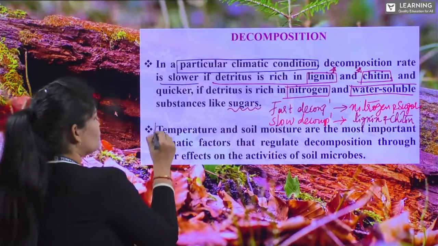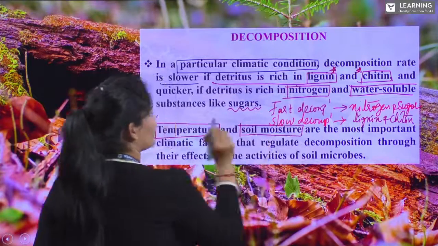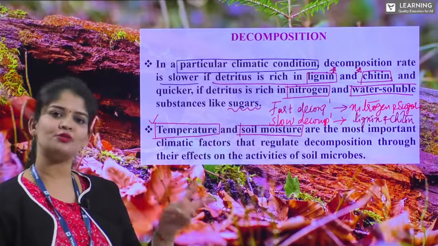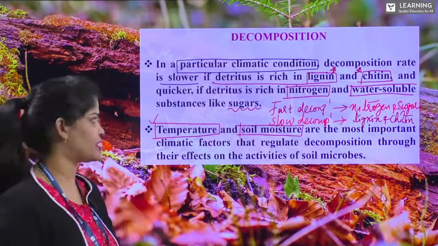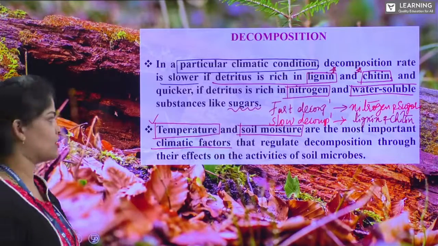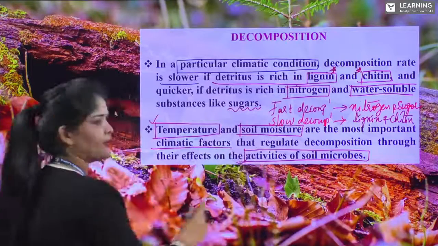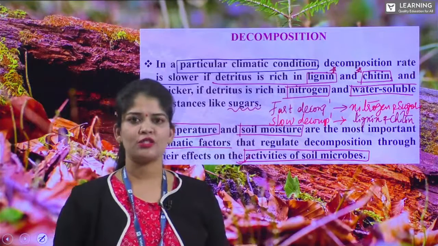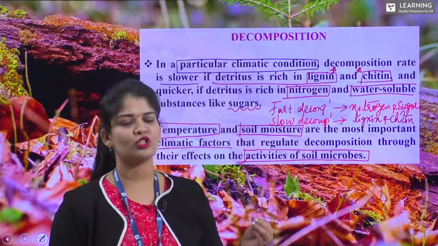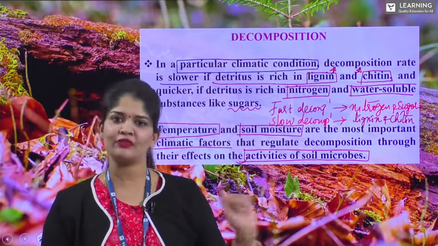Now, moving on to climatic factors. As we already mentioned, the climatic factors which are going to influence your rate of decomposition are two. One is temperature and the other one is soil moisture. These are the most important climatic factors that regulate the rate of the decomposition through their effect on the activity of soil microbes. Simple. Here, the decomposition happens in the presence of the decomposers. Decomposers are nothing but the soil microbes. Therefore, the soil moisture is definitely going to control the rate of the decomposition.